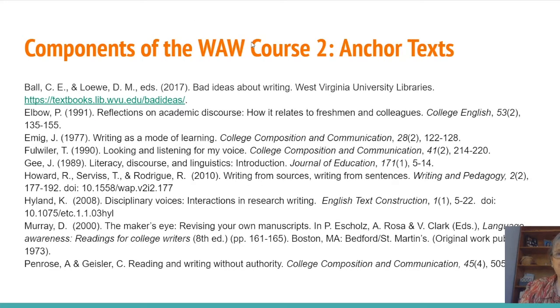Another component of the writing about writing course is the anchor texts, the things that the students read. I have learned over the past several years of using a writing about writing syllabus in my courses that it's better to choose a smaller number, 4, 5, or 6 primary texts, rather than assigning too many, because we can return to them again and again.